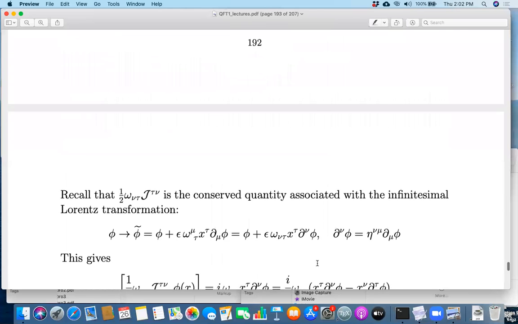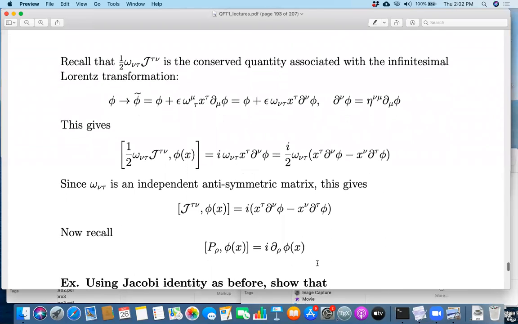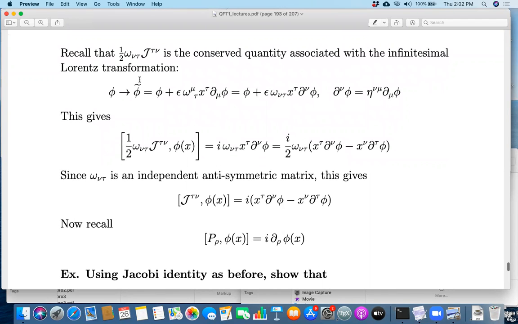Okay, so let me proceed. Now we can do a similar thing with angular momentum. Here I'll be brief, but let me just indicate what happens for angular momentum, and then I'll leave some exercises for you to do. So let's recall that this combination, half omega nu tau J tau nu, is the conserved quantity associated with the infinitesimal Lorentz transformation. So what is the infinitesimal Lorentz transformation? This is the particular Lorentz transformation that we had.